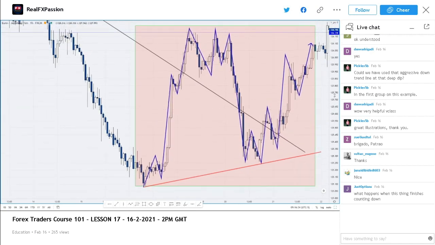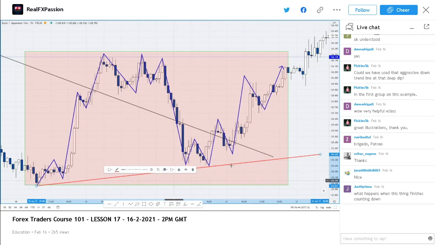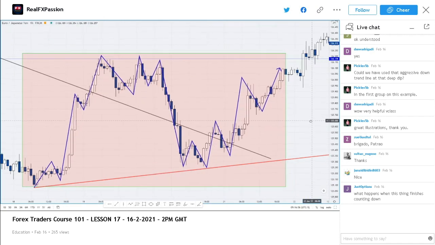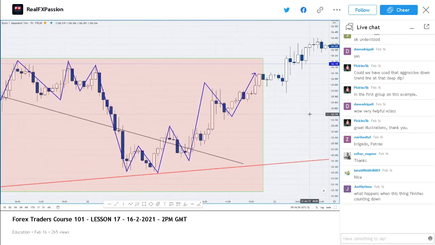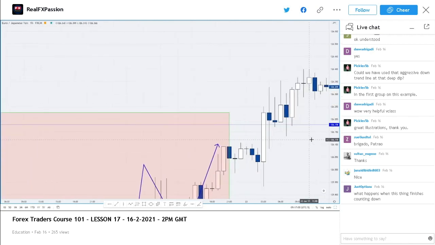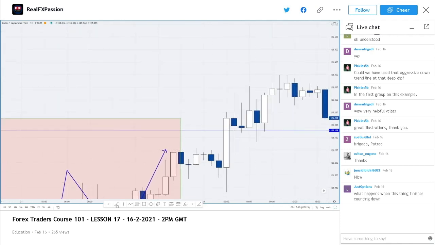Remember, everybody, we're going to enter on every single counter trend line break, and the stop loss is going to go on the uptrend line. So the market is moving higher, and moving higher. We're going to right click, settings, style, extend right line. There you go. So the market is moving 1, 2, 3, not sure about this one, and very good. So we are going to draw a counter trend line break, everybody.